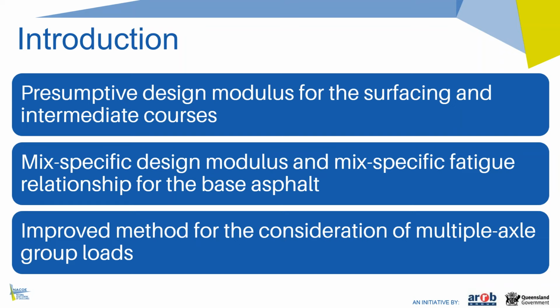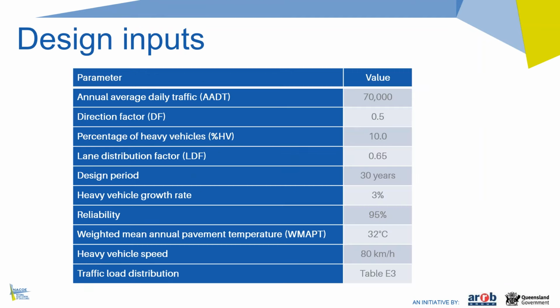And we also use the improved method for the consideration of multiple axle loads in this example. Here's our design input. It's a fairly heavily trafficked road, 70,000 vehicles per day, and 50% of those in each direction. 10% heavy vehicles. We've got a lane distribution factor of 0.65, design period of 30 years, a heavy vehicle growth rate of 3% per year.